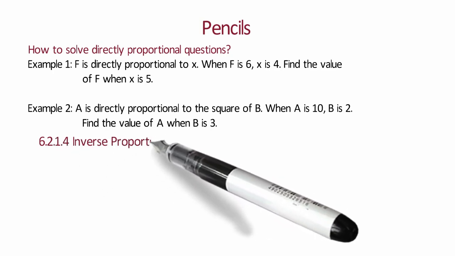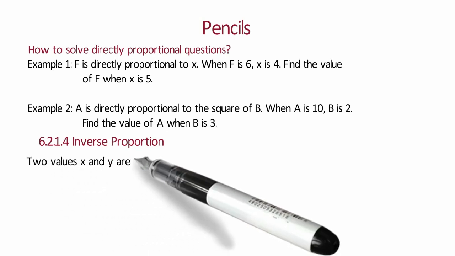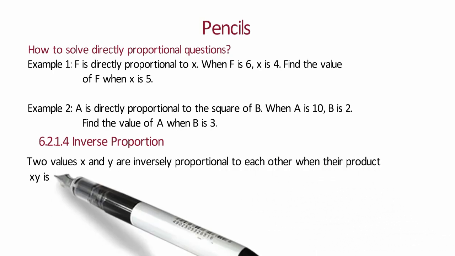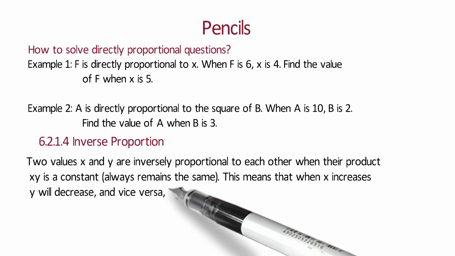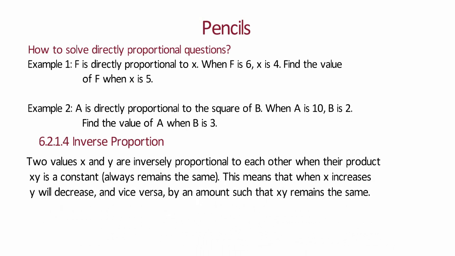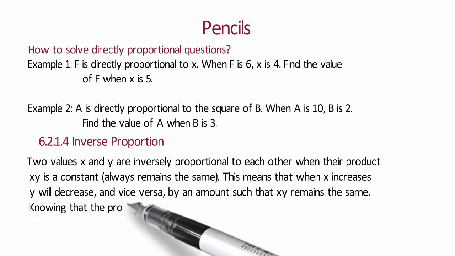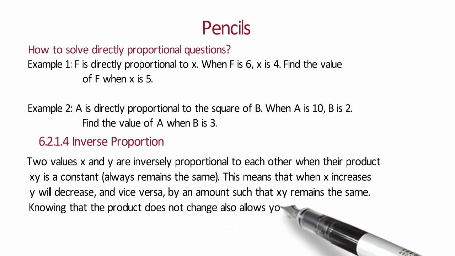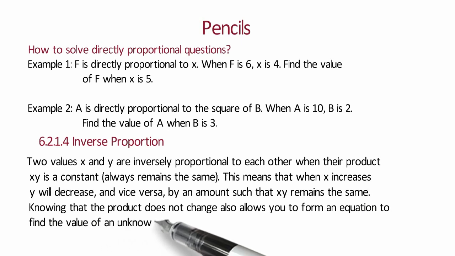Inverse proportion. Two values x and y are inversely proportional to each other when their product xy is a constant, always remains the same. This means that when x increases, y will decrease, and vice versa, by an amount such that xy remains the same. Knowing that the product does not change also allows you to form an equation to find the value of an unknown variable.